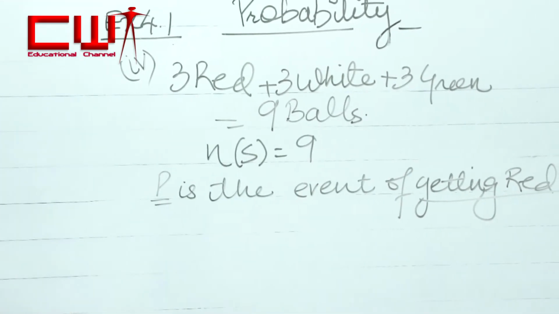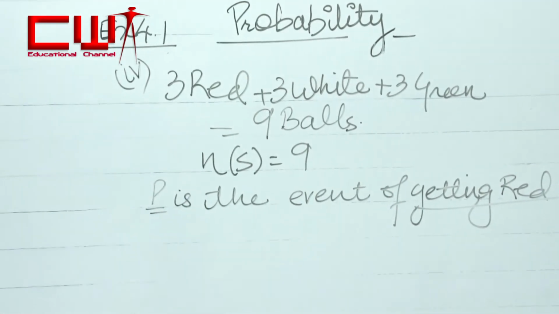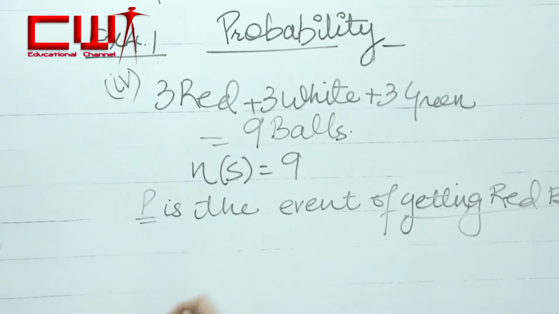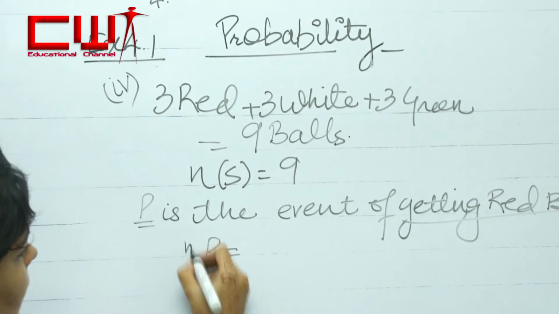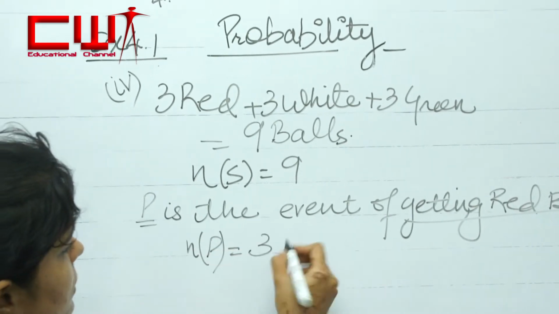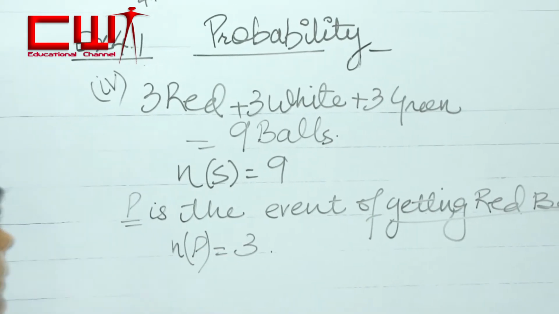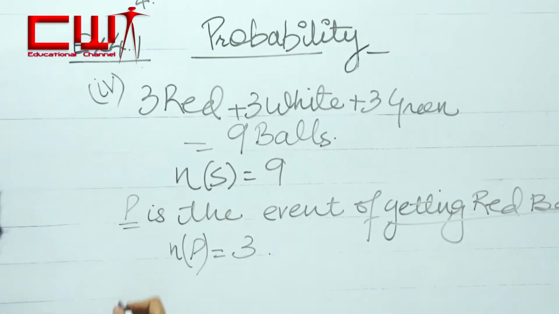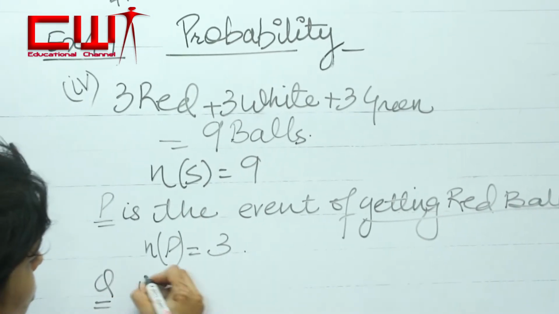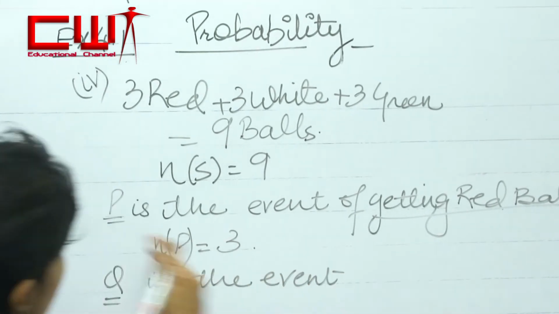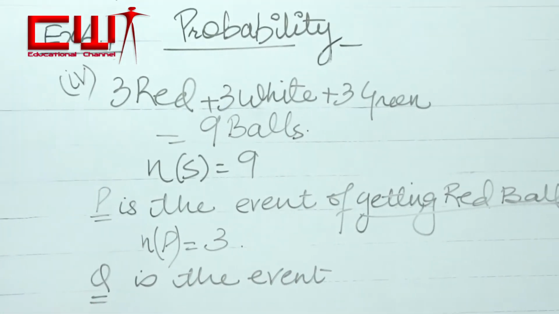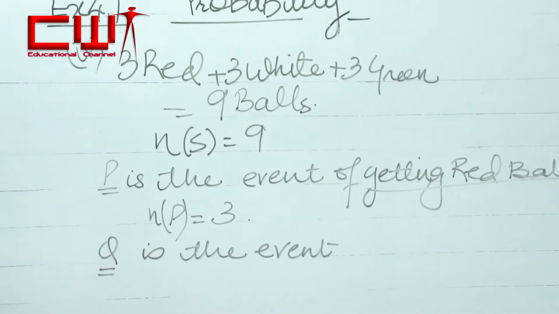Getting red ball. P is the situation or the event of getting red ball. How many red balls are there? 3. So NP is how much? 3. Simple. There are 3 red balls. Next is given Q. Q is the event, that is next situation. It can be anything. PQ is just, instead of writing 1 2, they are writing PQ.